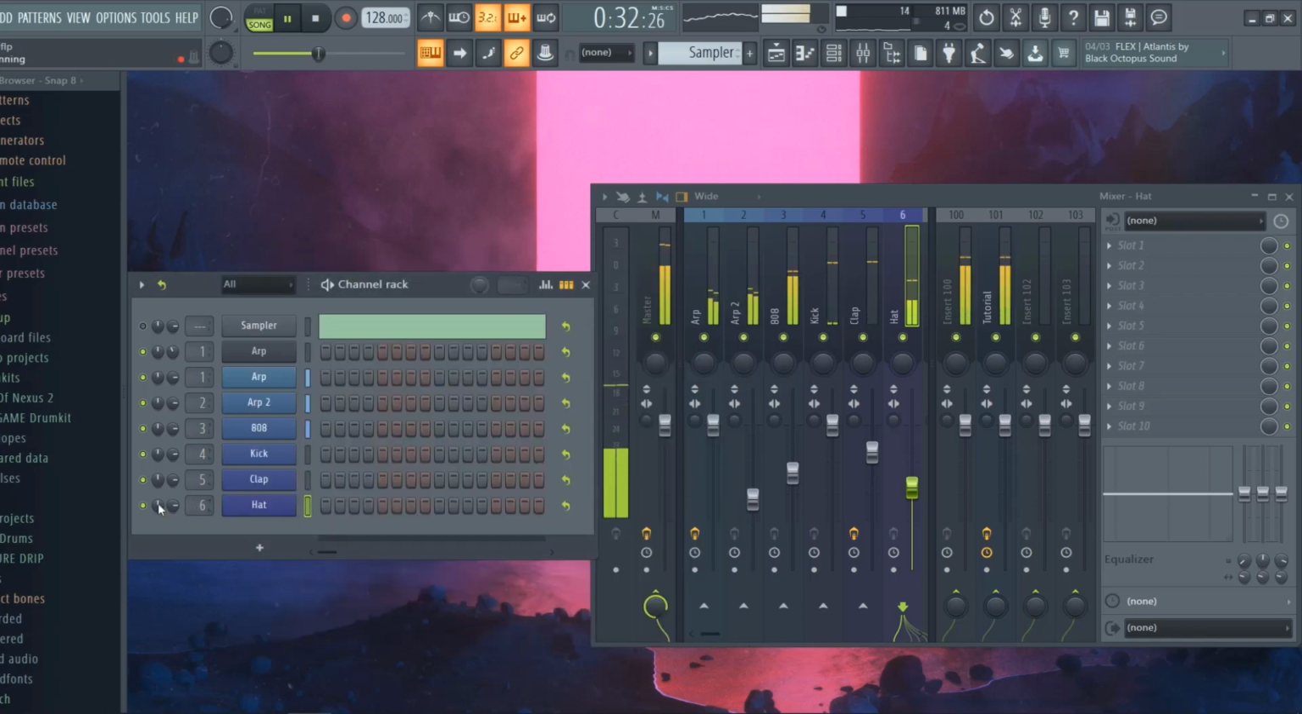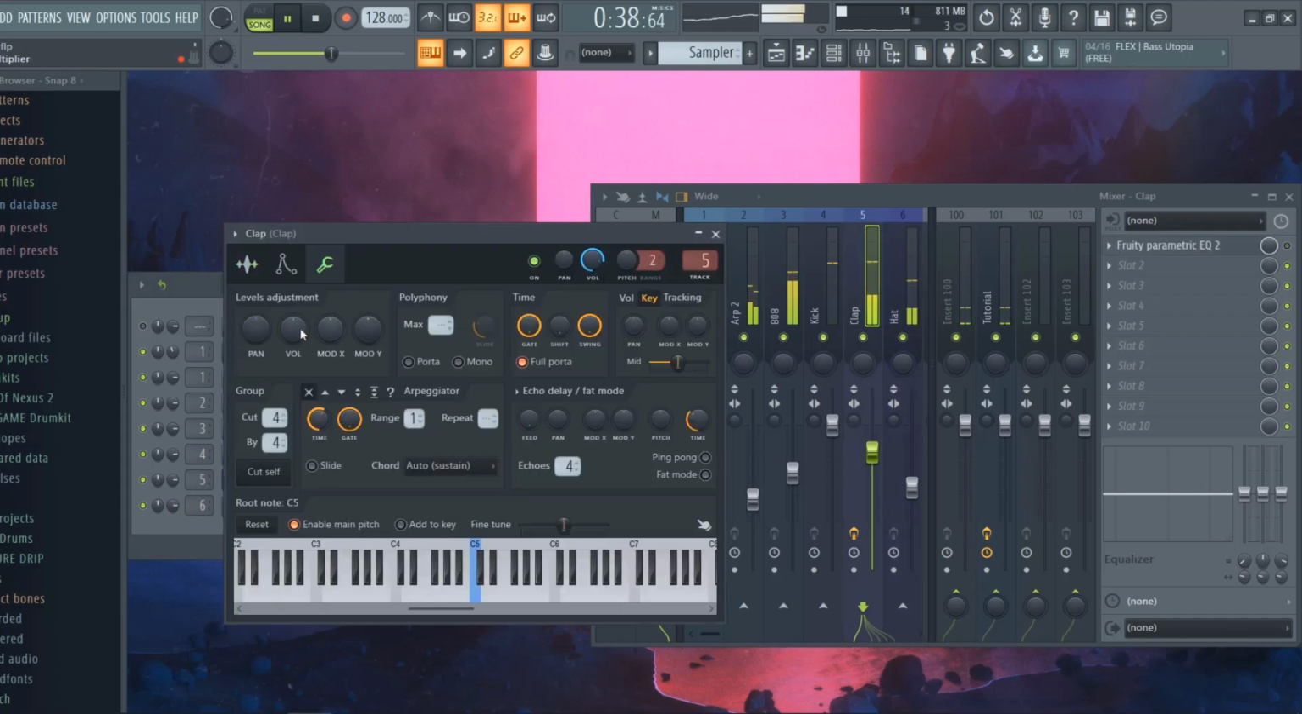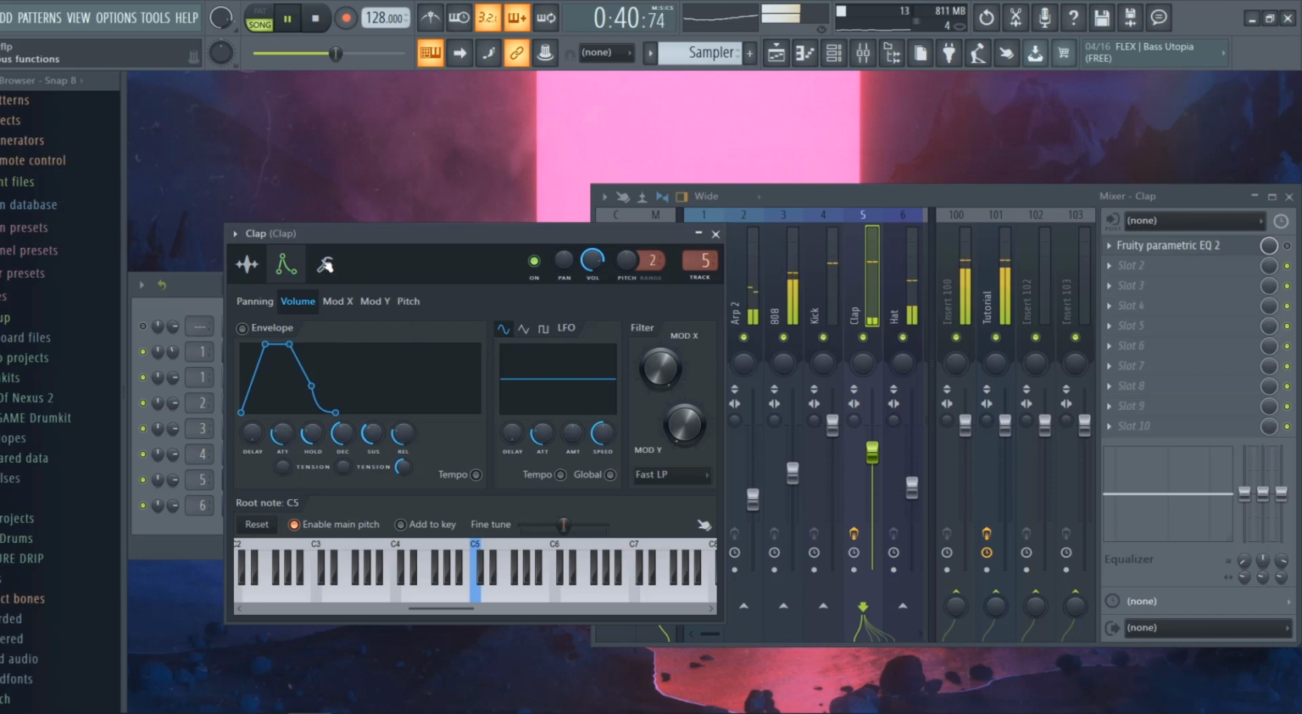Now I don't really have to gain stage from here because I'm just going to match all my levels to how hard this kick is hitting. That way your drums can all hit at a good level.